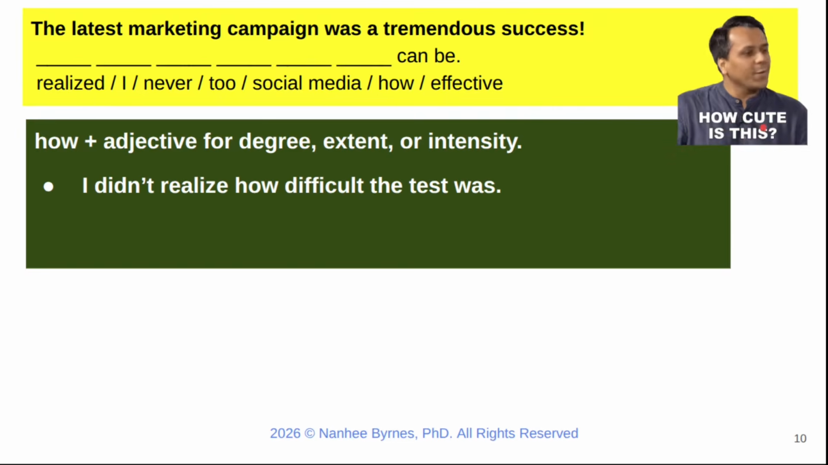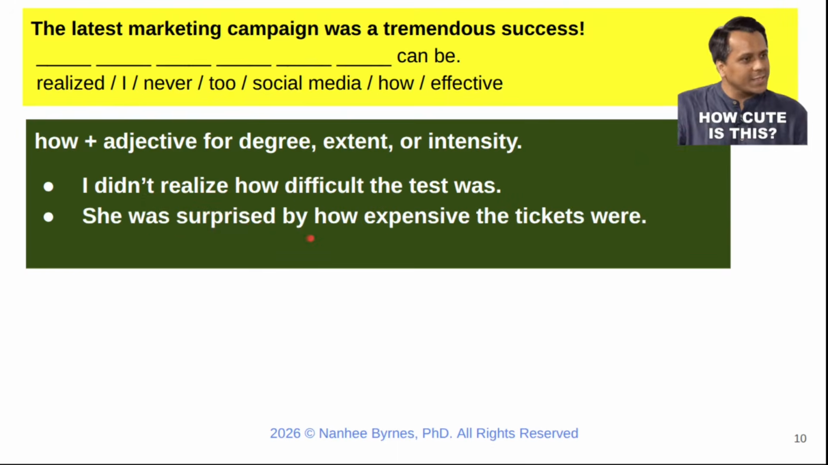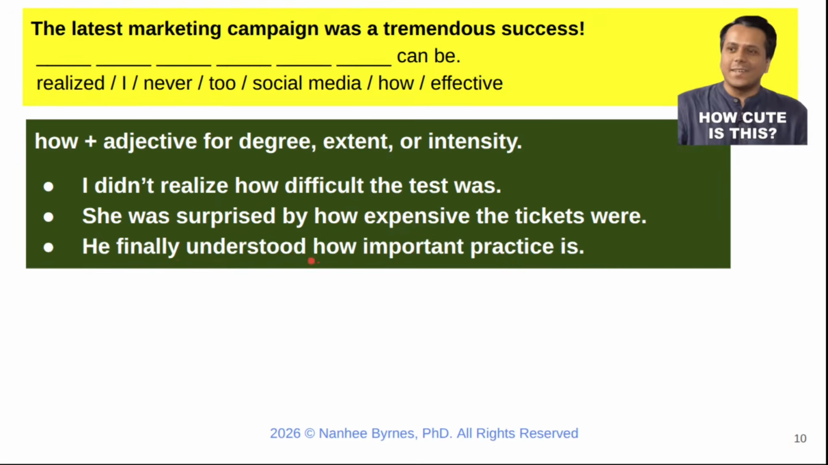Example: I didn't realize how difficult the test was. Example: she was surprised by how expensive the tickets were. Example: he finally understood how important practice is.